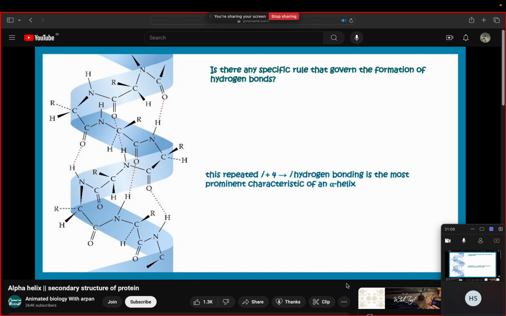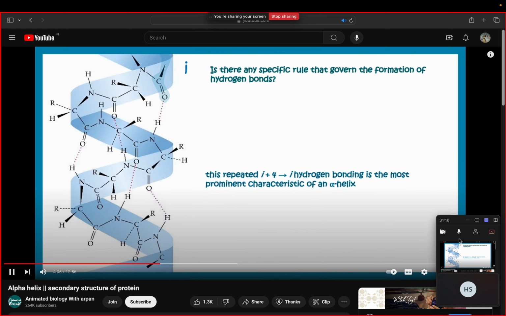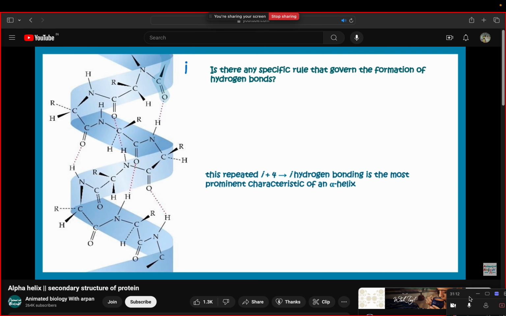Let us understand this rule. There is a rule in hydrogen bonding which ensures this helical structure is stabilized. Let's imagine a particular amino acid from the N-terminus and we name it I. Then the next one would be I plus 1. After that, there would be I plus 2, I plus 3, and I plus 4. It turns out the hydrogen bond would be formed between the I and I plus 4 amino acid.